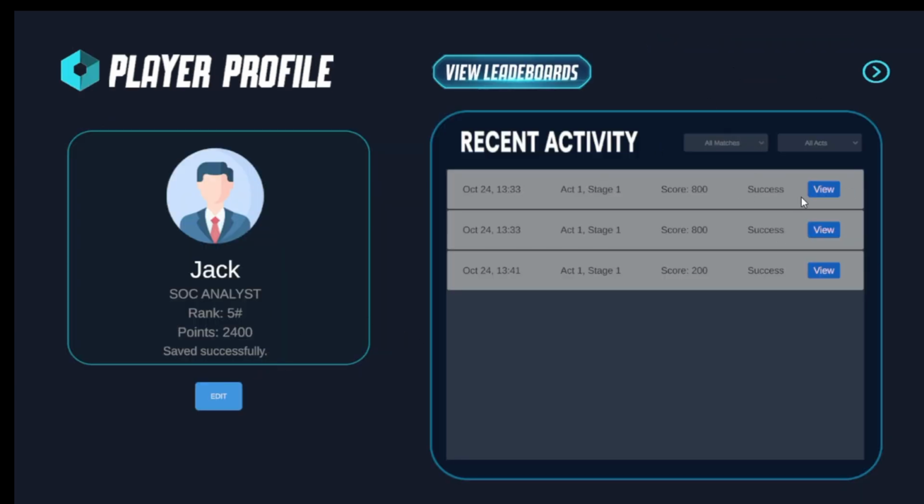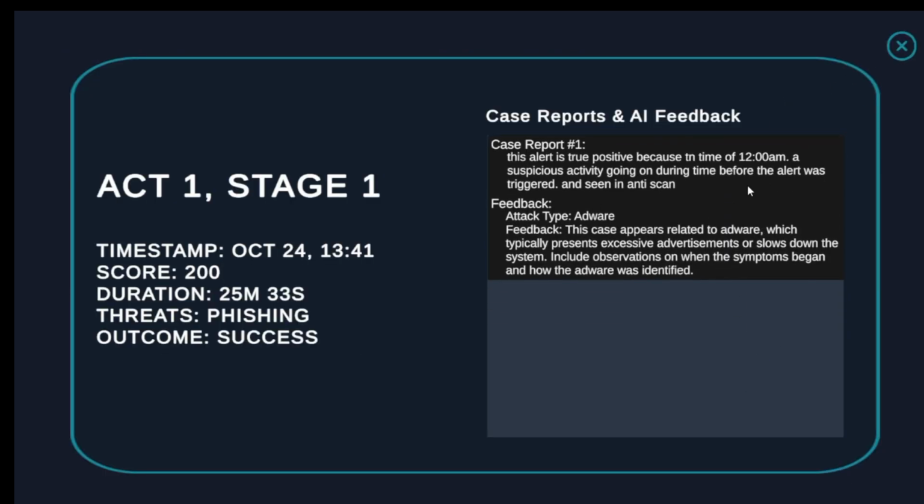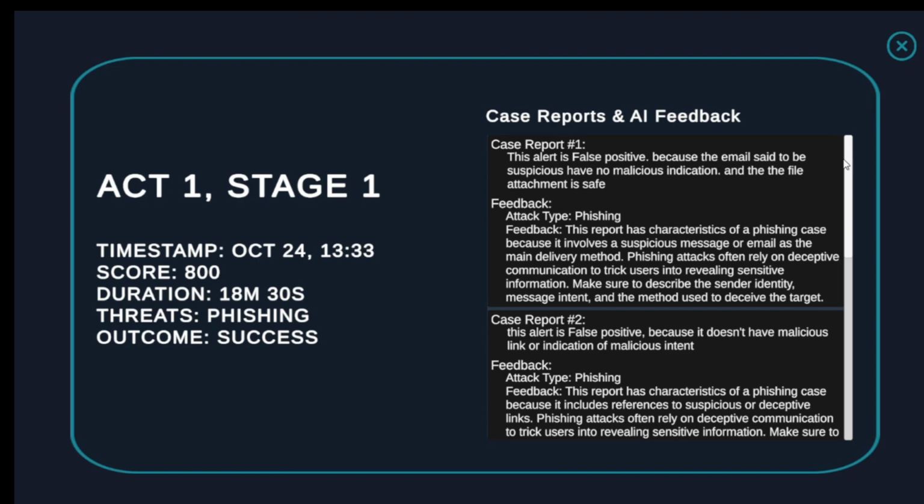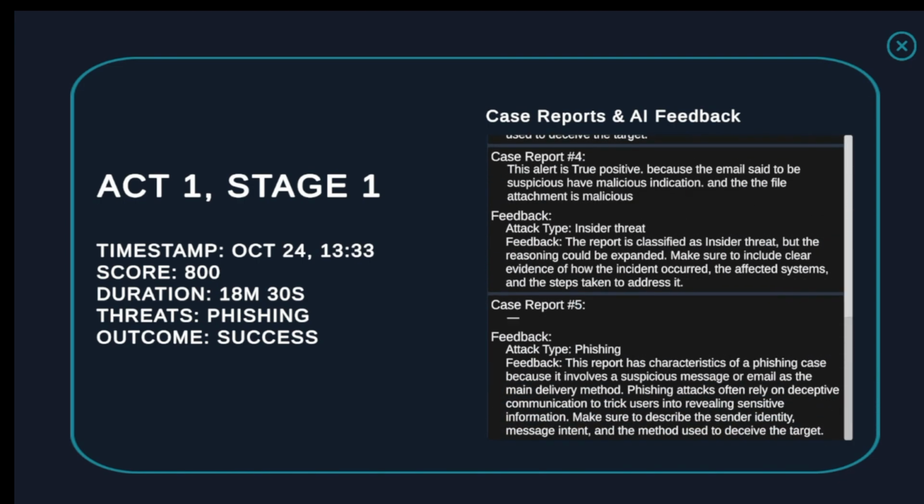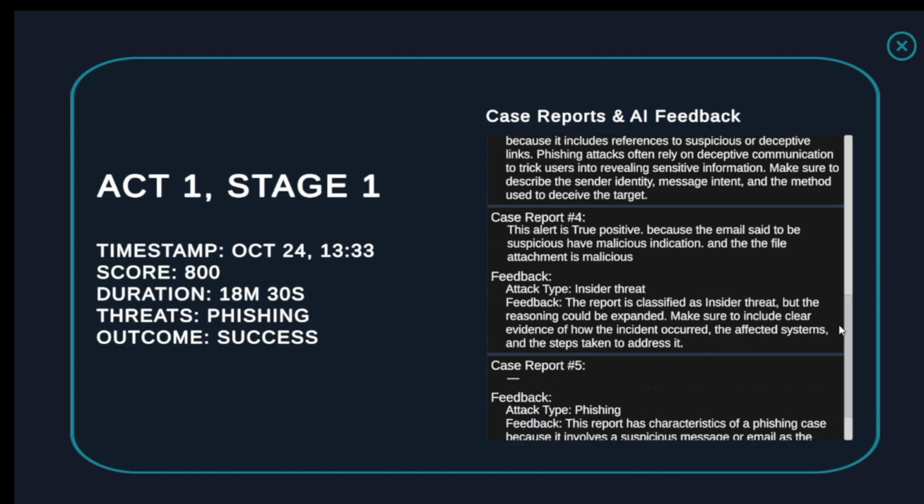Let's go back, and we can see here's your previous game session, and you can view your previous games. Let's view this, and you will see the case reports that you submitted during your session, and you will see AI feedback about your report to review if you missed something in your case report. This is the information of the game session: Act 1, Stage 1, timestamp, score, and duration of the gameplay, phishing, success. Same as before, we created 5 reports and we have 5 feedbacks.